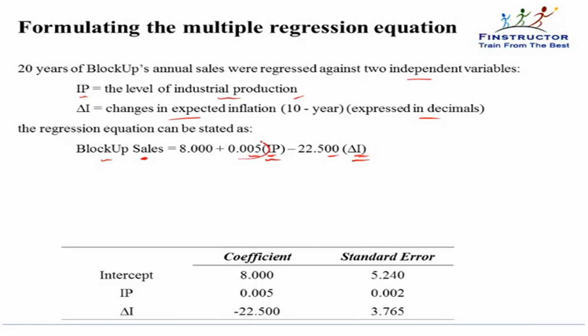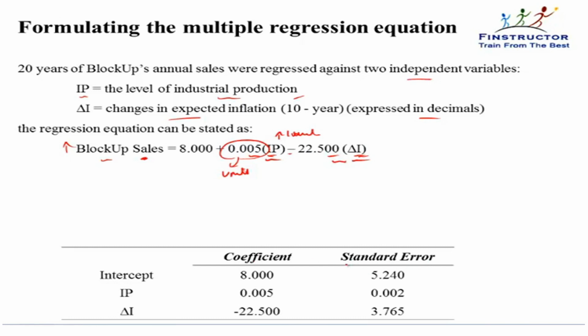The coefficient 0.005 indicates that if industrial production goes up by 1 unit, Block-Up sales will go up by 0.005 units. Delta I, or the coefficient 22.5, indicates that if expected inflation changes by 1 unit, the sales will go down by 22.5 units. If expected inflation goes up by 0.01 units, the sales will go down by 0.225 units.